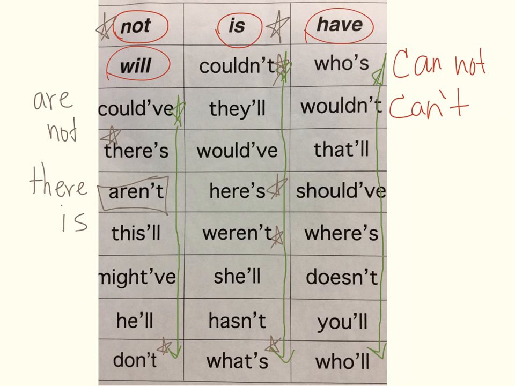Then we have have as one of our headers. Now this is an interesting one. I'm looking at our very first word in our first column, could've, which is could have put together. But this time, you're taking away the HA and adding apostrophe VE. Now let's see if that rule holds true for other words that have the word have attached to it. Might have, they're taking out the HA and putting the apostrophe there.